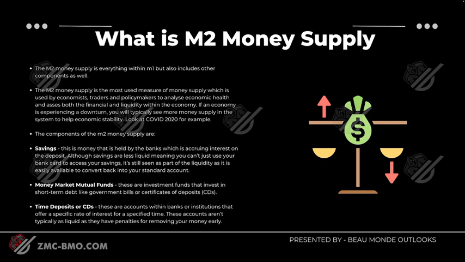Meaning, I know for myself anyway, I don't have a card that I can just use at a shop that takes money out of my savings, right? You have to move your money from your savings to your standard current account, basically. And that's why it's still part of the system, because it's very easy to convert. You just go on the app, bang, move it over, done. Now you can use it, for example.